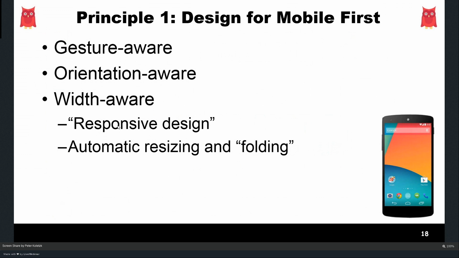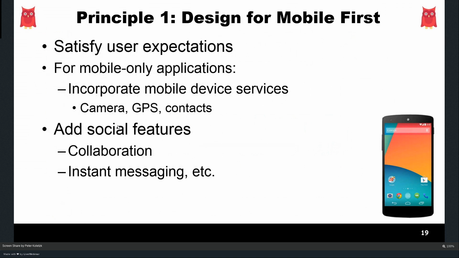So automatic resizing and folding is another thing. So when you have boxes lined up, in a row and on top of one another, folding means when you change the orientation, those boxes reassemble themselves in order. Satisfying user expectations, of course, is important because the users are expecting your application to look like a mobile app, which is sometimes difficult in the technology that you have to use for your development.